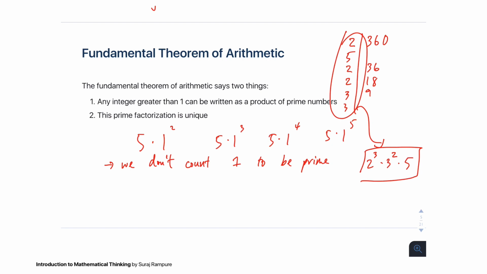I was just going to say for 18. Yeah. We could have said 3 instead of 2. Yeah, it doesn't change anything. So the order itself doesn't matter. That's just one way of doing it.